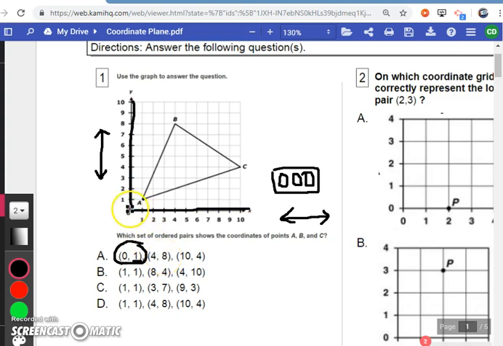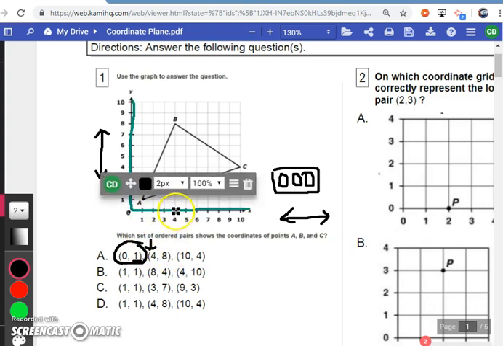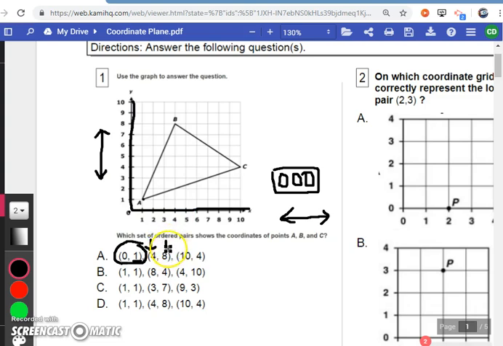For B, well, what we'll do is we'll move to the right 4 places. Once again, that's a positive number. 1, 2, 3, and 4. And then I'm going to go up 8. As you can see, the y-axis is identifying 8. So we're going to count up 1, 2, 3, 4, 5, 6, 7, and 8. So far, these two coordinate pairs have identified points A and B.